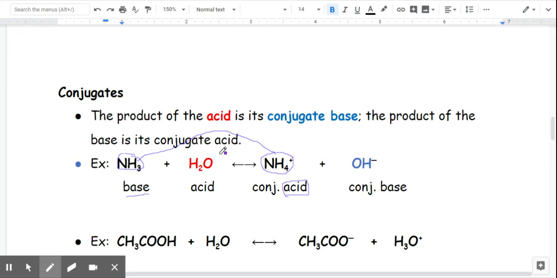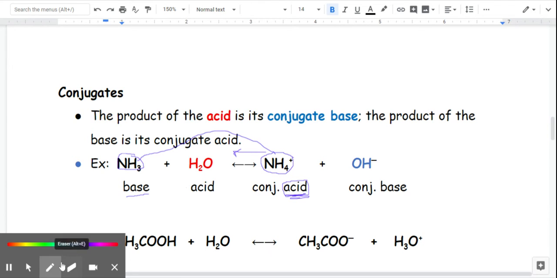But also, if you look at the reverse reaction, check it out. NH4 plus reacting with hydroxide ions. What happens? What do they turn into? We're trying to look backwards here. It's going this direction. NH4 plus turns into NH3. It did that by donating or losing a hydrogen, which by definition makes it an acid in the reverse direction.